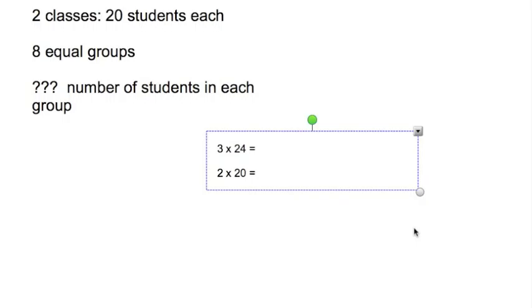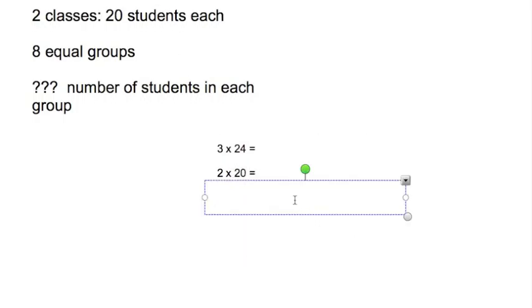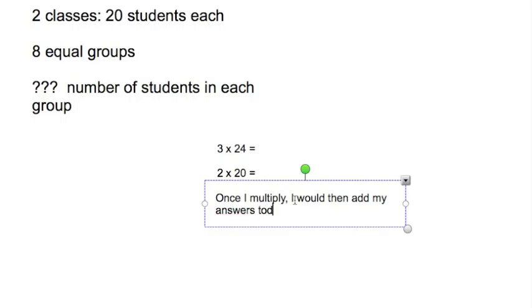Then what would you do? You'd add them together, right. So then I would add. So what I'm thinking that you're saying, if I can get my computer to work, what I'm hearing you say is that once you multiply, I would then add my answers together.